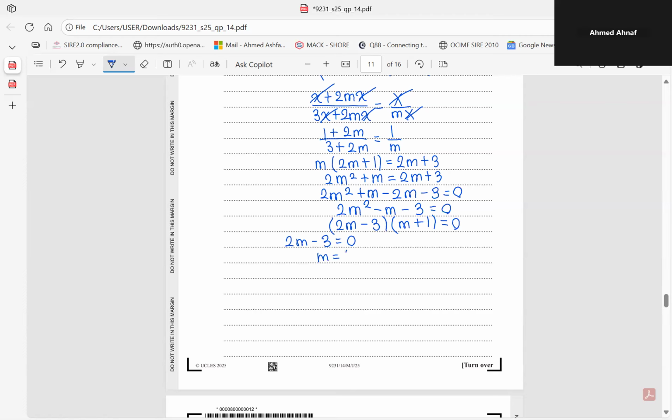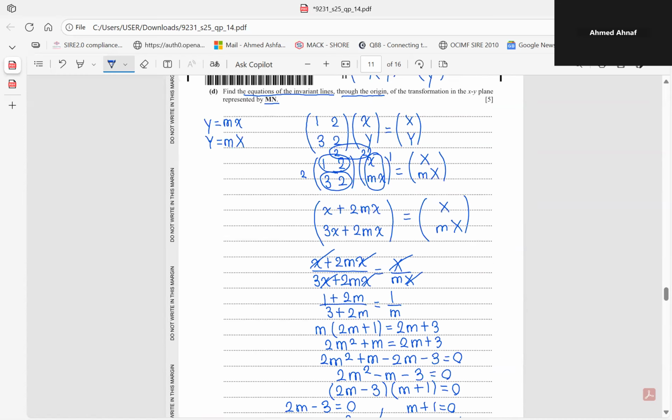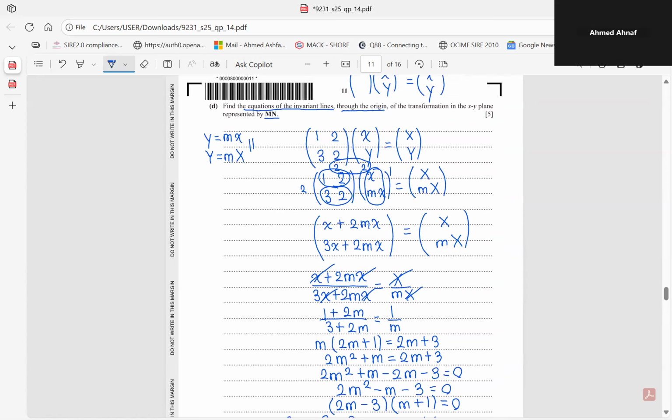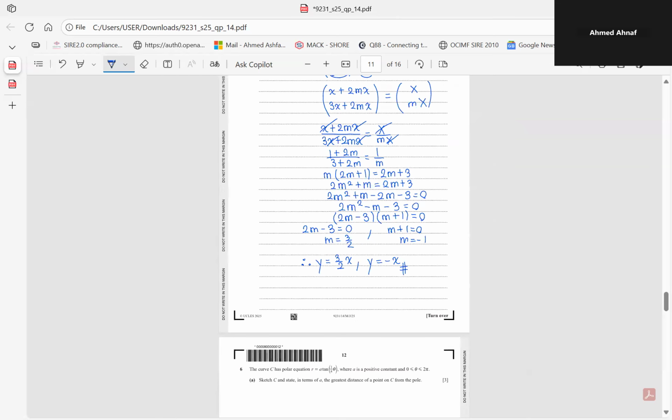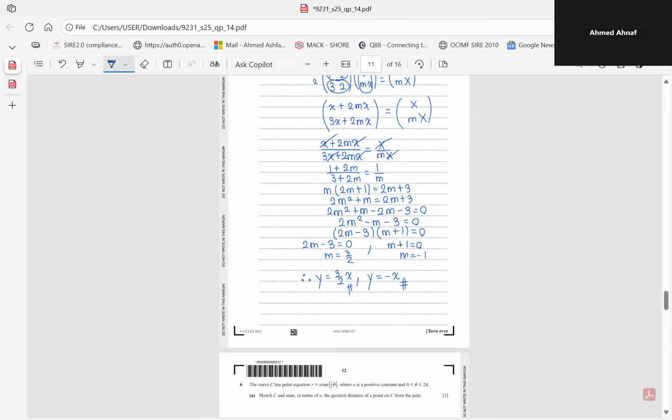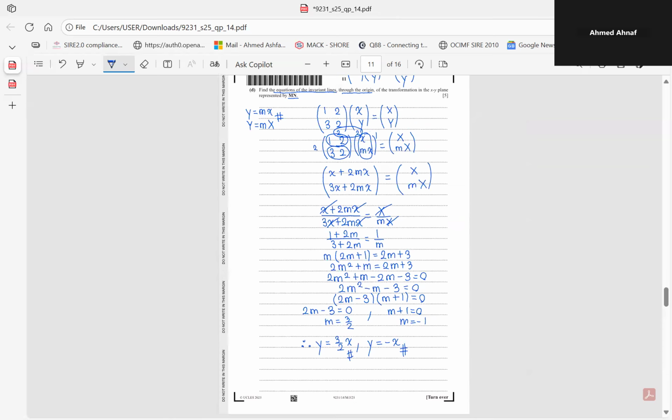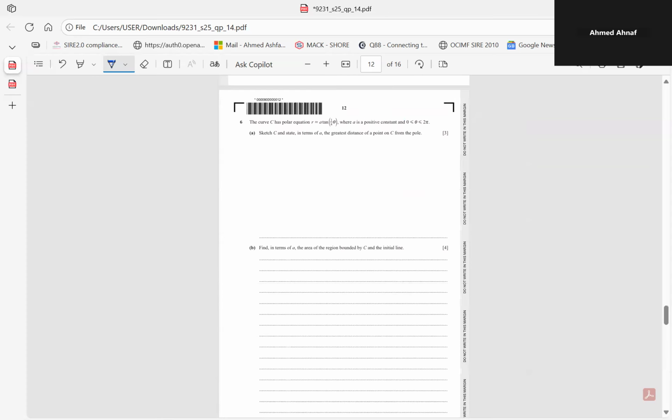Now just equate each factor to 0. You'll get m equals 3 over 2, and m plus 1 equals 0, so you'll get m equals negative 1. So substituting into y equals mx, you will therefore get y equals 3 over 2 x and y equals negative x as your final invariant lines. So these two are our final answers for this part as well as the entire question. Let's head on to the next question.